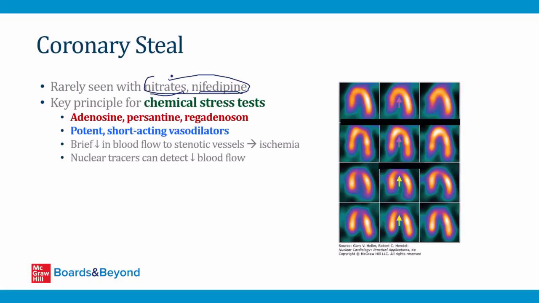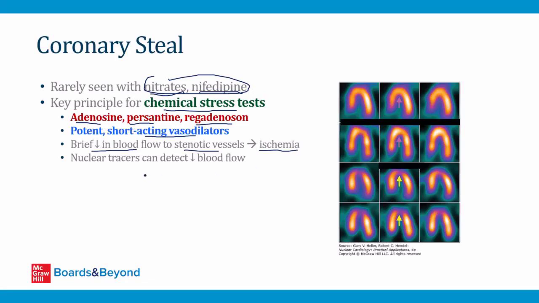But where coronary steal is important is in chemical stress tests. So in patients who are unable to walk on a treadmill for a stress test, we will instead administer a vasodilator drug to try and cause coronary steal to detect ischemia. So the drugs that are used are uncommon drugs like adenosine, persantine, and regadenoson. These are very potent short-acting vasodilators, and they will cause a brief decrease in blood flow to the stenotic vessels via coronary steal, and this will lead to ischemia.